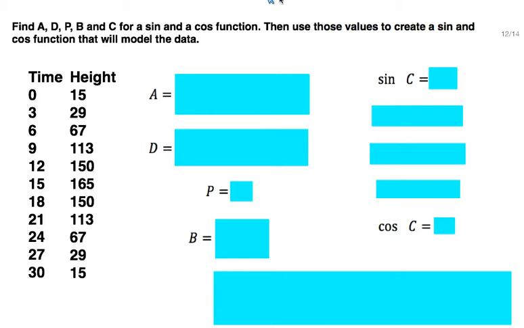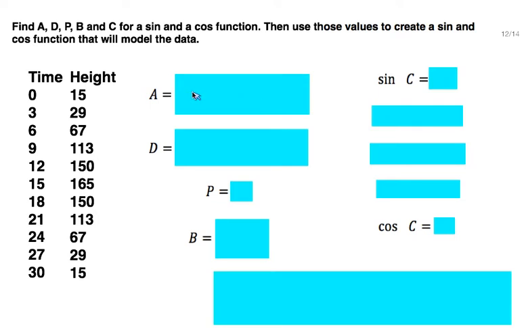Okay, so what I want you guys to do is to find your A value, your D value, P, B, and C for a sine function and a cosine function. And this is kind of a review from last week. And so again, I went ahead and took our values from our chart for our time and our height, and I put them right here to make it easier for us.